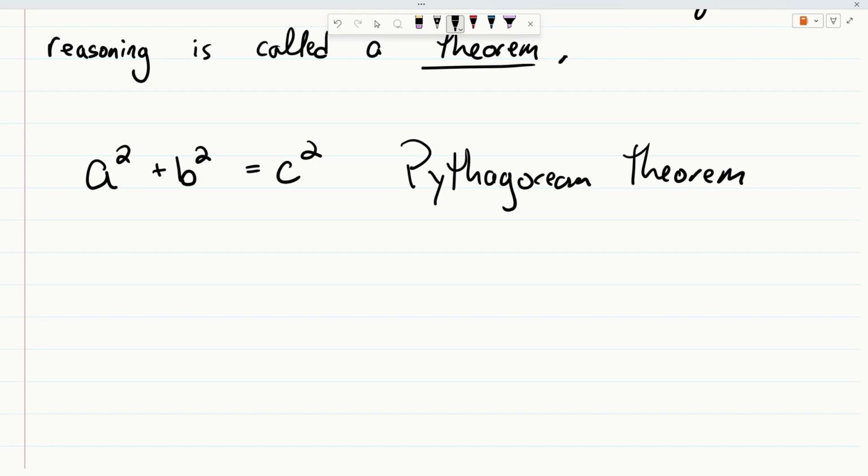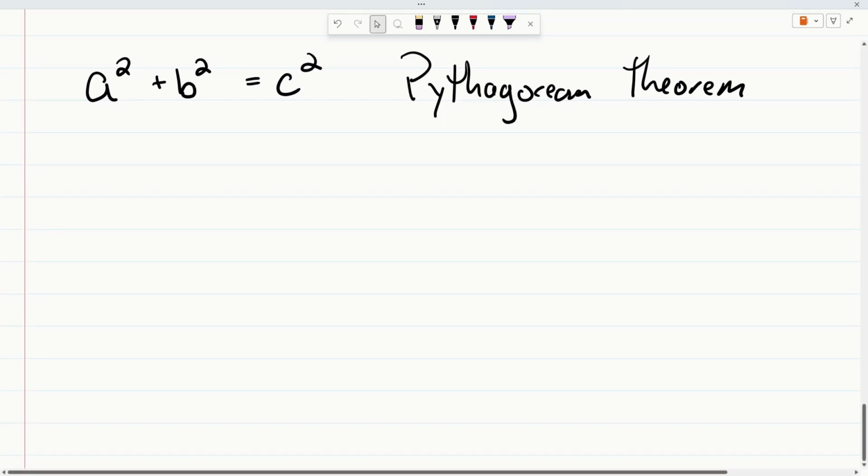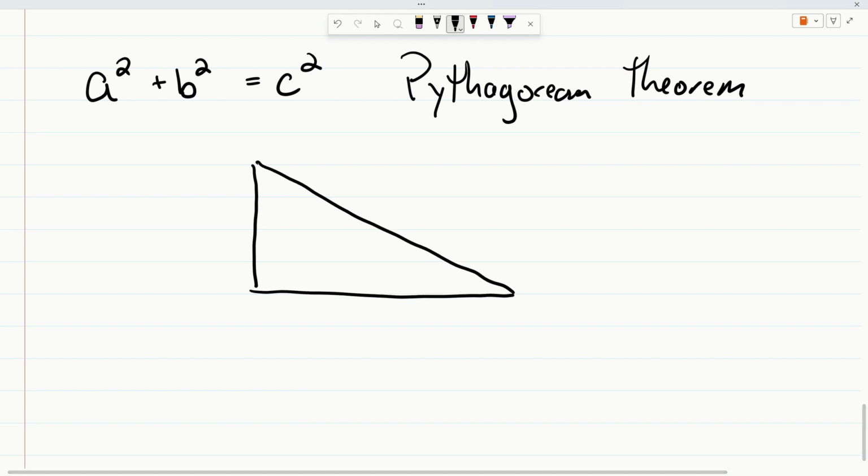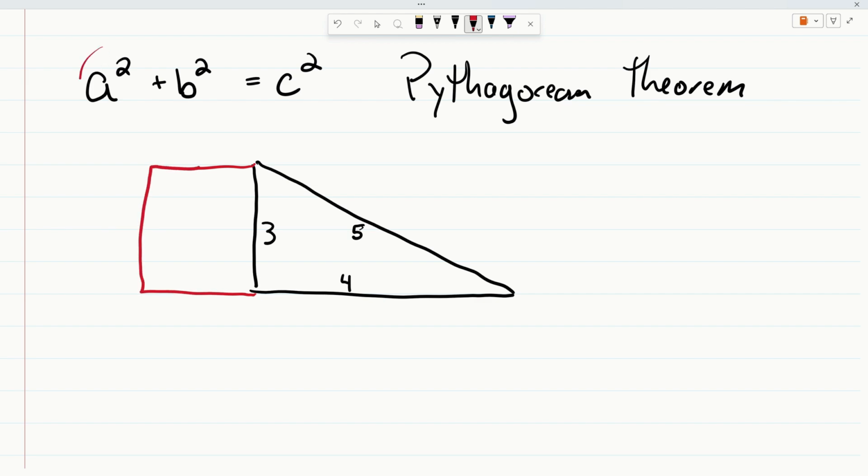Now, I can demonstrate this theorem visually by using a right triangle, where we have the sides 3, 4, and 5. What I'm going to do here is draw squares. Because remember, this is a squared plus b squared equals c squared. So I'm going to draw the squares.